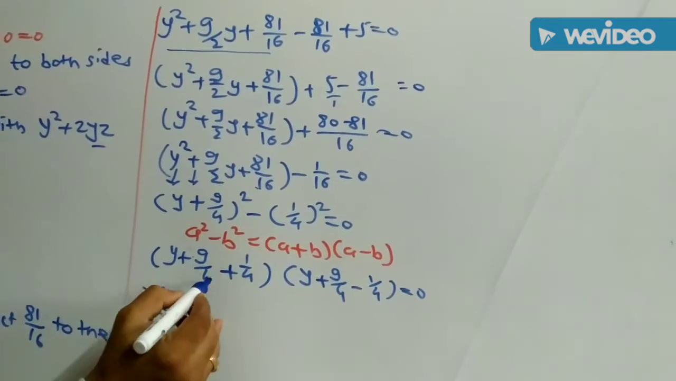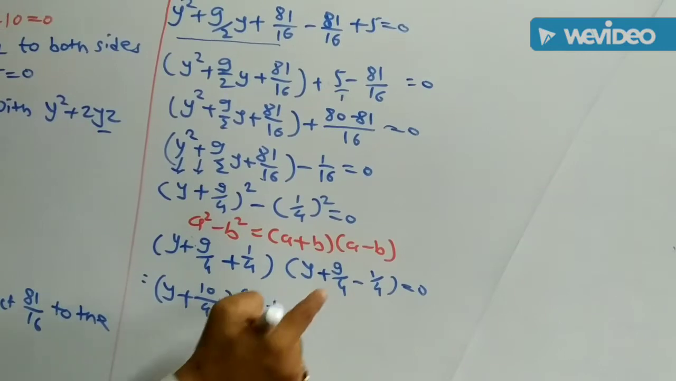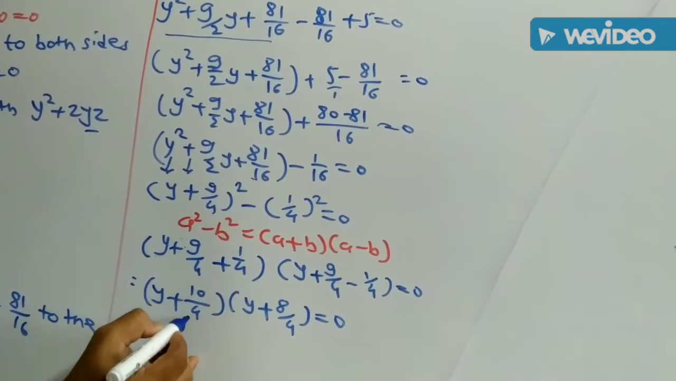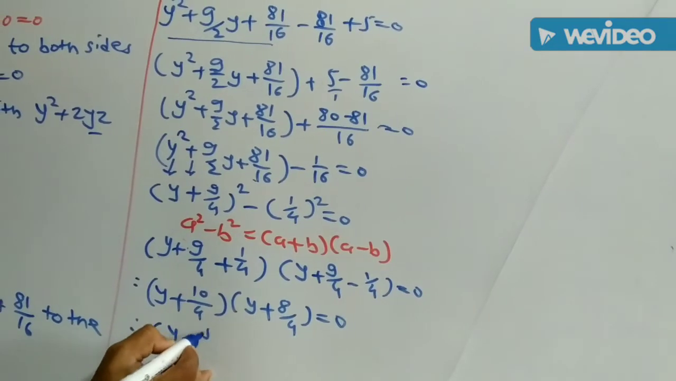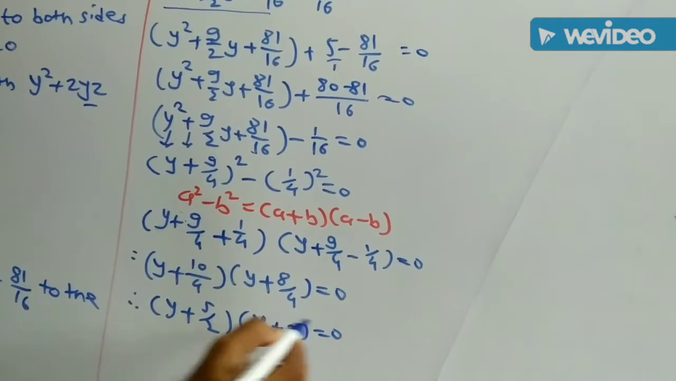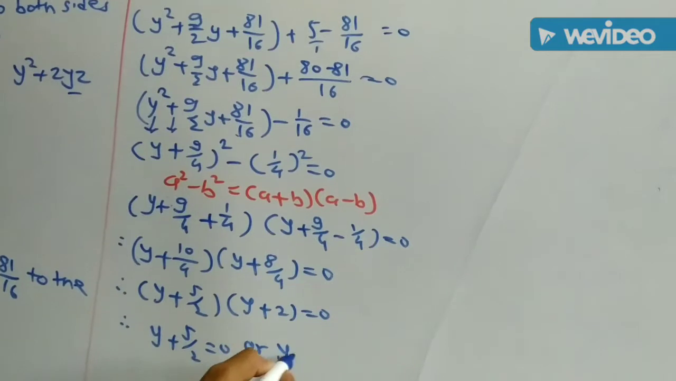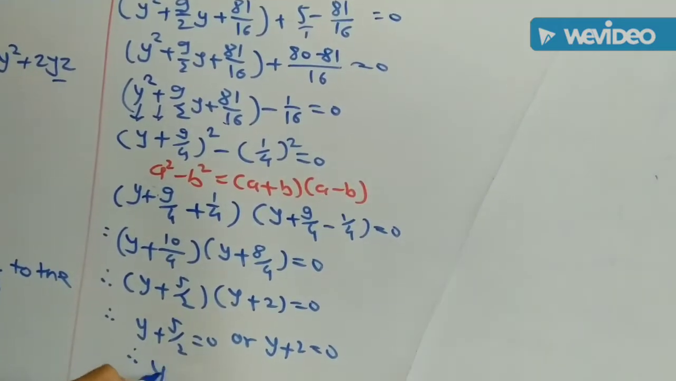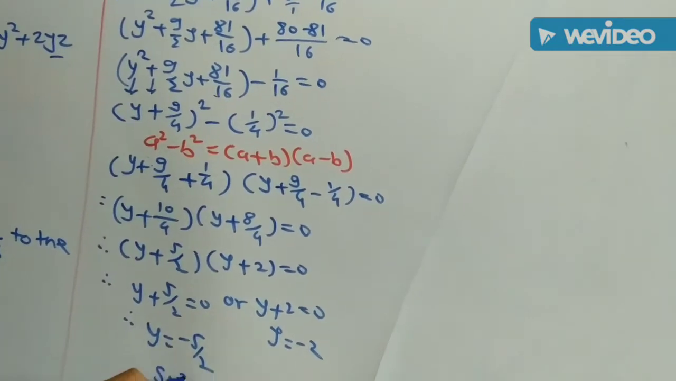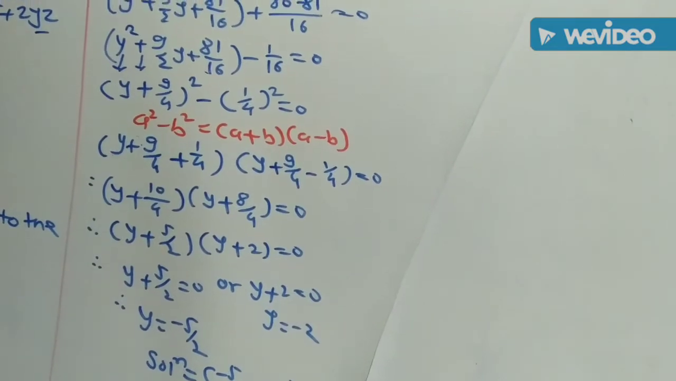Now y plus, the denominator is the same, 9 plus 1 is 10. Y plus 9 minus 1, 8 upon 4 is equal to 0. It is a multiple of 2, therefore y plus 5 upon 2 after dividing by 2. Y plus 8 upon 4, that is 2, is equal to 0. Therefore y plus 5 upon 2 is 0 or y plus 2 is equal to 0. This plus gets converted to minus, and the solution is minus 5 upon 2 and minus 2.